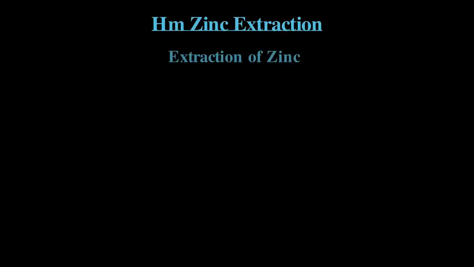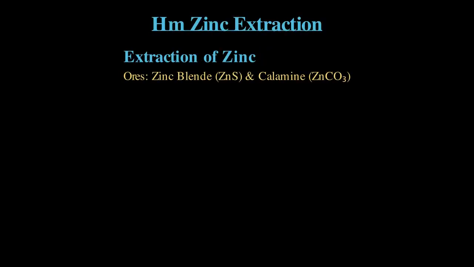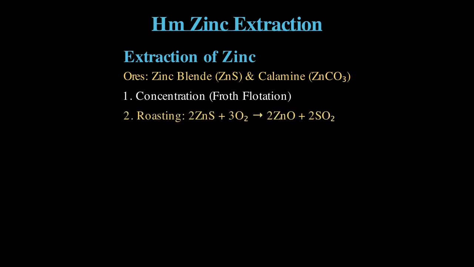Let's move on to zinc. Its main ores are zinc blende, which is ZnS, and calamine, or ZnCO3. The extraction begins with concentration of the ore by froth flotation. After that, the second step is roasting. This converts the ore to zinc oxide, 2ZnS plus 3O2 gives 2ZnO plus 2SO2.